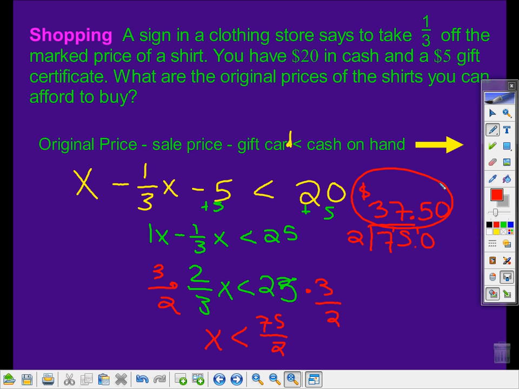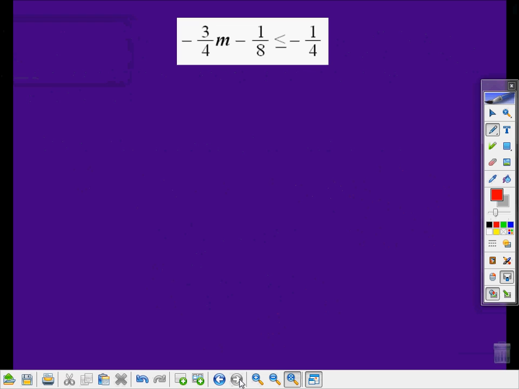Can they buy the shirt? Yes, they can buy the shirt. The original price on the shirt must be $37.50 or less. Because remember, it's a sale. And you have $25. But because of the sale, you actually can buy a shirt that's worth $37.50. Okay. Less than or equal to.